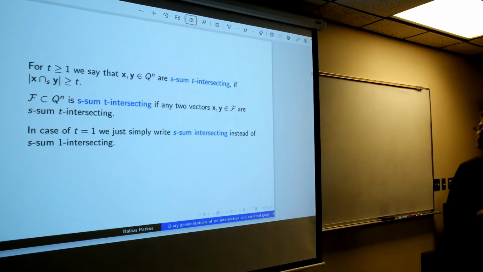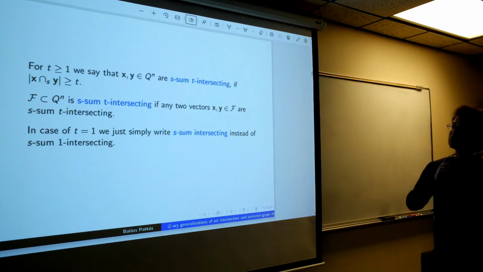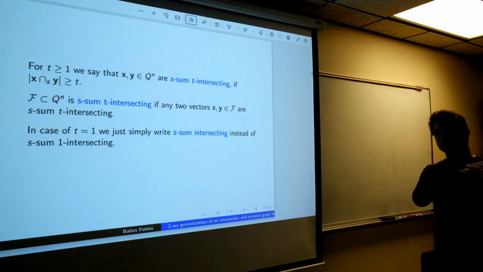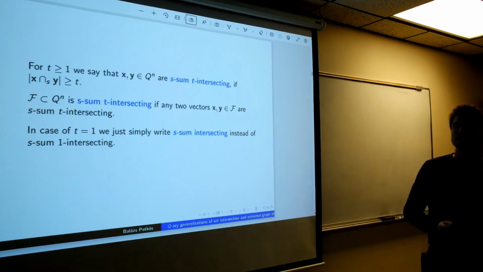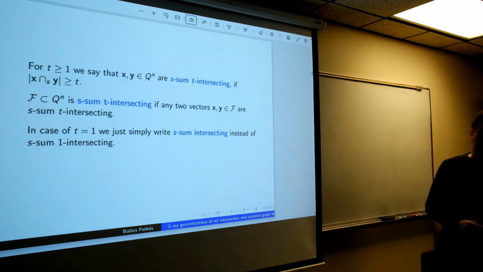Yes? Let me try to get my head around T equals 1. So if T equals 1, then S-sum intersecting means that I have lots of vectors, any two of them have an index where the two entries sum up to at least S. It's not necessarily that it is 0 and S, it can be S minus 1 and 2 and whatever, they just sum up to at least S.